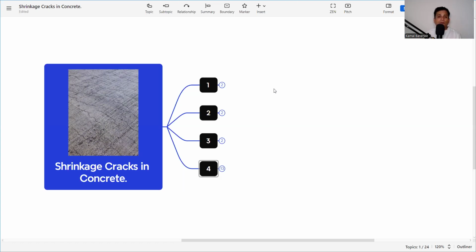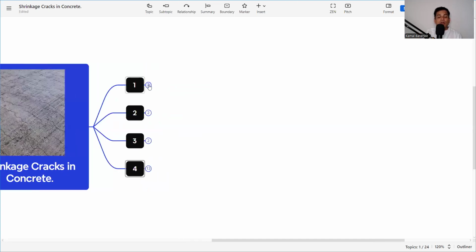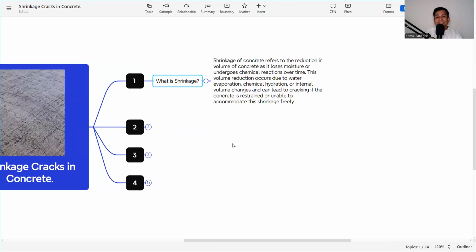And it is a common phenomenon in every concrete; we are witnessing these shrinkage cracks. To understand the shrinkage cracks, first we need to know what is shrinkage, because shrinkage develops, and that is why the shrinkage cracks appear. Shrinkage of concrete refers to the reduction in volume of concrete as it loses moisture or undergoes chemical reaction over time. So what is shrinkage of concrete? That is reduction in volume. And why is the volume reduced?